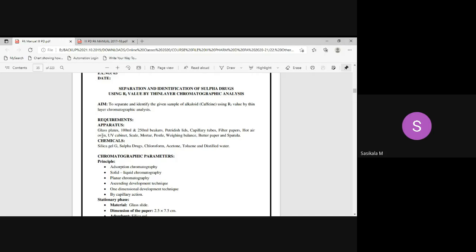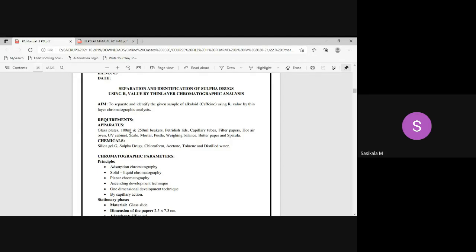That is activated in a hot air oven, and even to evaporate any solvent, you'll be using the hot air oven. Then the UV cabinet is used for non-destructive detection of the sulfur drug that is separated. The UV detection method uses short wavelength and longer wavelength. For that purpose the UV cabinet is used.